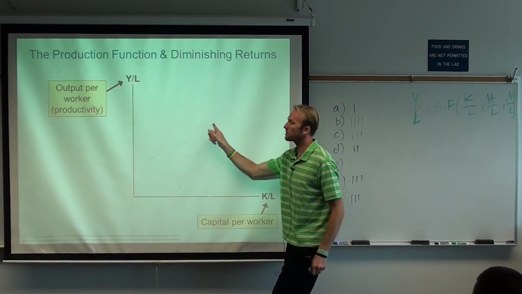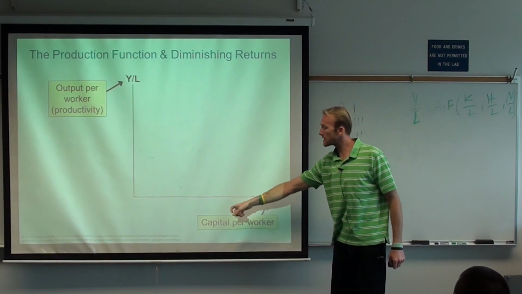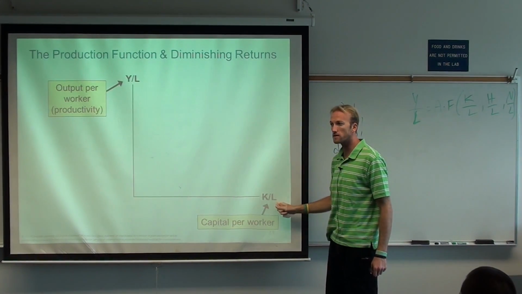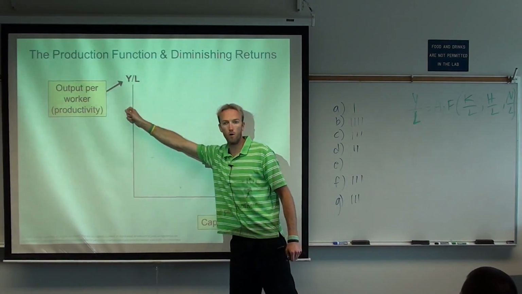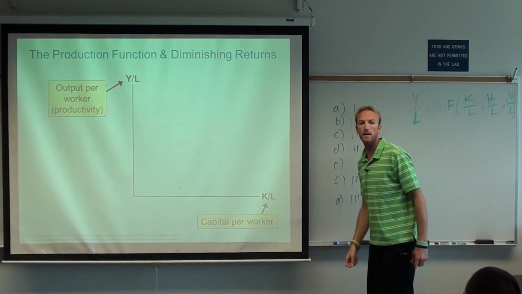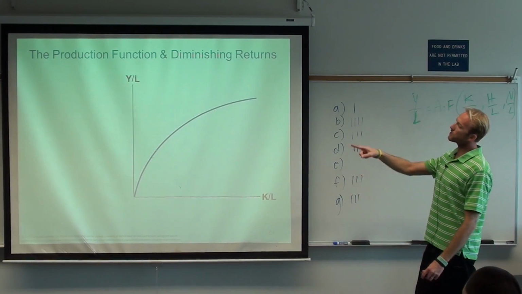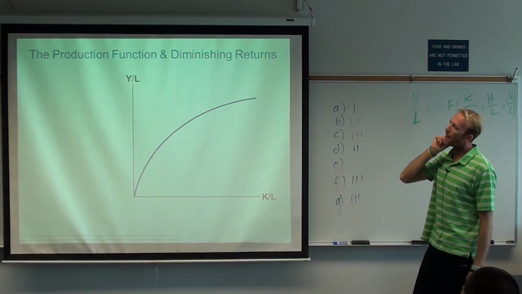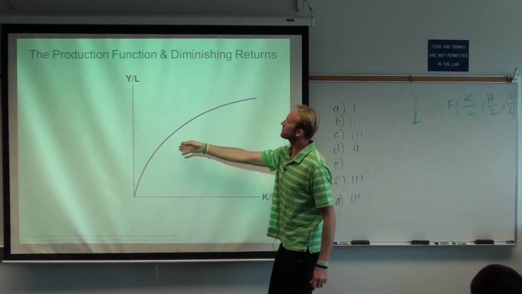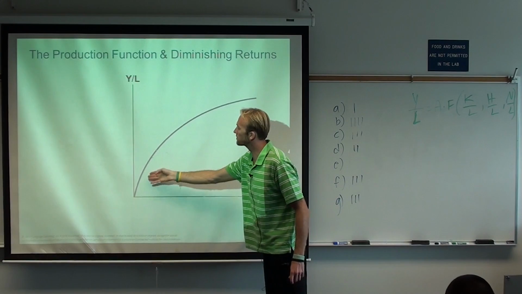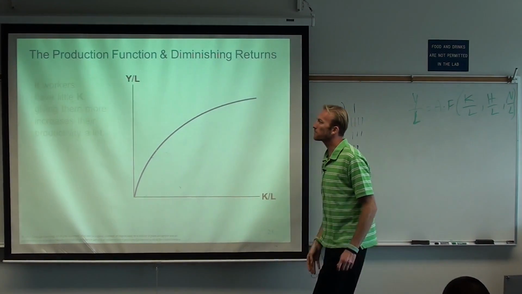As capital per worker goes up, I know that output per worker also has to go up. So I know the points have to somehow go like this, right? Because as I give the people more shovels, they can dig more holes, right? That's kind of the idea. It actually ends up looking like this. Now, why is that? And this is called diminishing returns, diminishing marginal returns to capital.